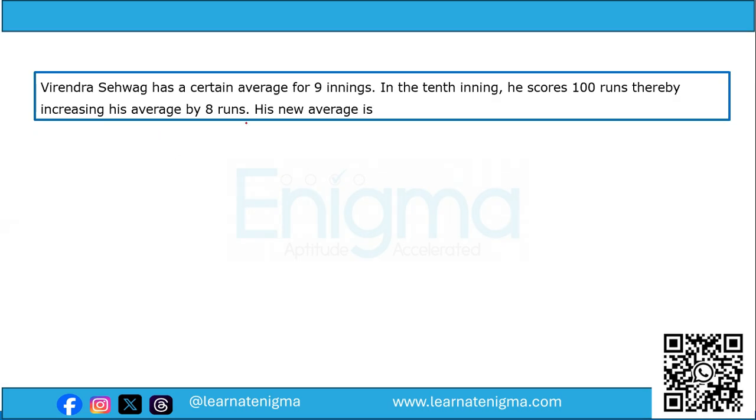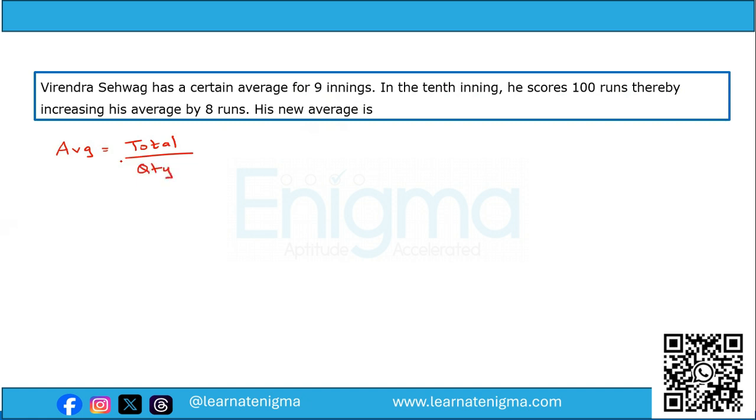Virender Sehwag has a certain average for 9 innings. In the 10th inning, he scores 100 runs, thereby increasing his average by 8 runs. What is his new average? Now, the general formula for average is the total of all quantities upon the number of quantities.